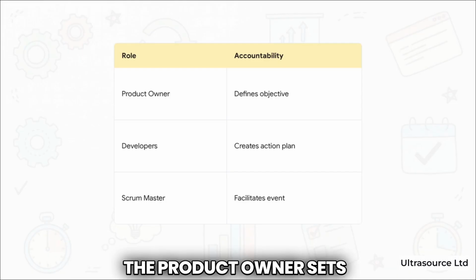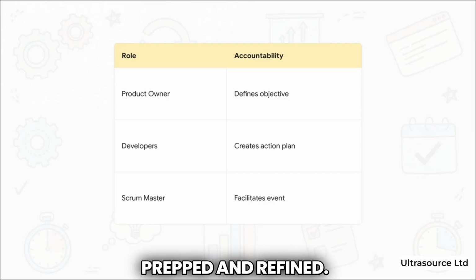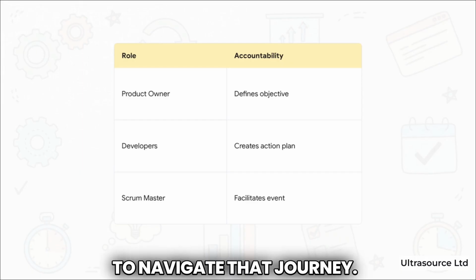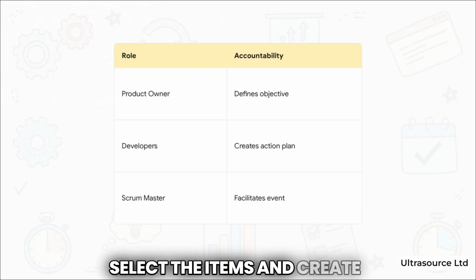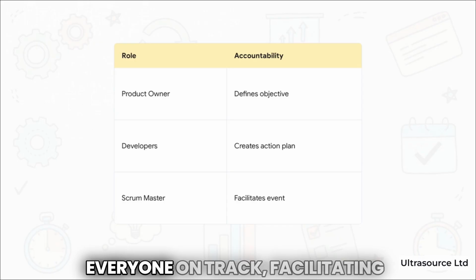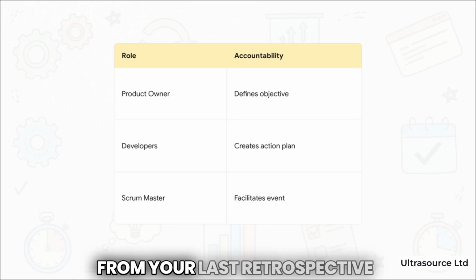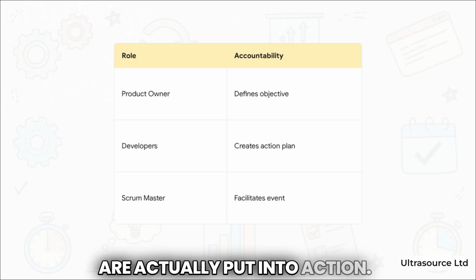The product owner sets the destination by defining the objective and ensuring the backlog is prepped and refined. Then the developers figure out exactly how to navigate that journey. They forecast the work, select the items, and create a truly actionable plan. Meanwhile, the Scrum Master keeps everyone on track, facilitating the event and ensuring that all those crucial improvements from your last retrospective are actually put into action.